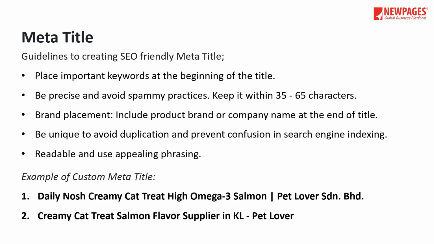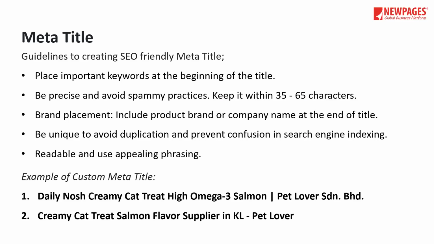Let me explain the title. There are two examples here. The first one is Daily Nosh, Creamy Cat Treat, High Omega 3 Salmon, then the company name. The second one is Creamy Cat Treat Salmon Flavor Supplier in KL. In this case, for the second one I added a location, followed by my company name. So let's go through the guidelines one by one. First, place an important keyword at the beginning of the title. If the brand sells well and a lot of pet lovers, especially cat lovers, know about this brand, and it is generating money for your company, then by all means put the brand in front.